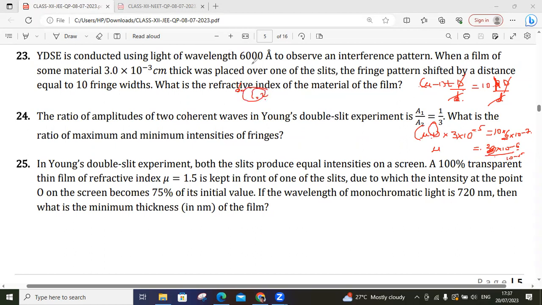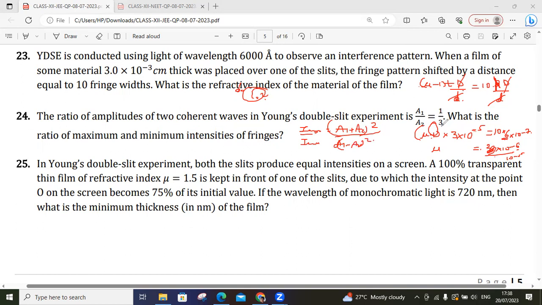Okay. Then the 24th, the ratio of amplitudes of two coherent waves in a Young's double-slit experiment is A1 by A2 is equal to 1 by 3. What is the ratio of maximum and minimum intensities of fringes? Okay. Yeah, we have discussed this many times now. Imax by Imin is A1 plus A2 whole square by A1 minus A2 whole square.